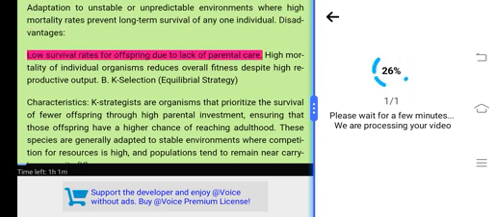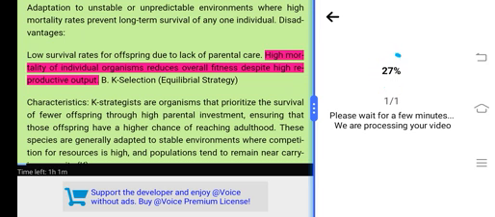Disadvantages. Low survival rates for offspring due to lack of parental care. High mortality of individual organisms reduces overall fitness despite high reproductive output.